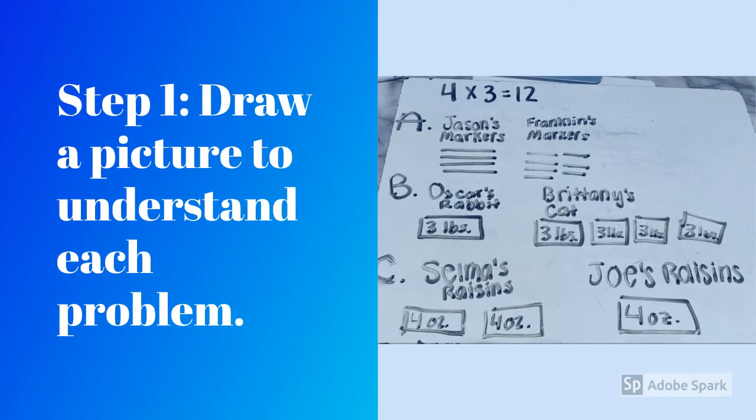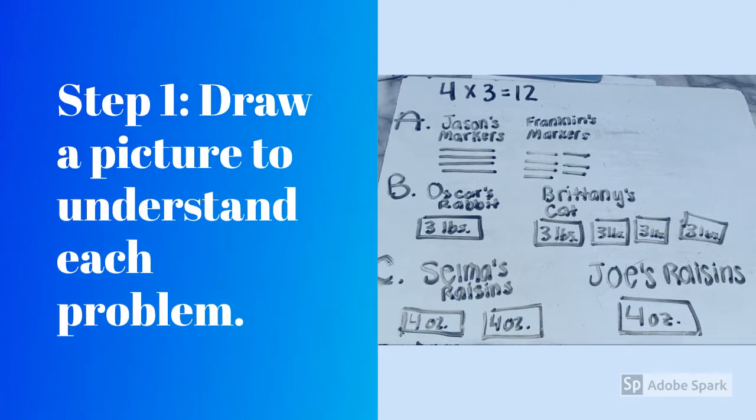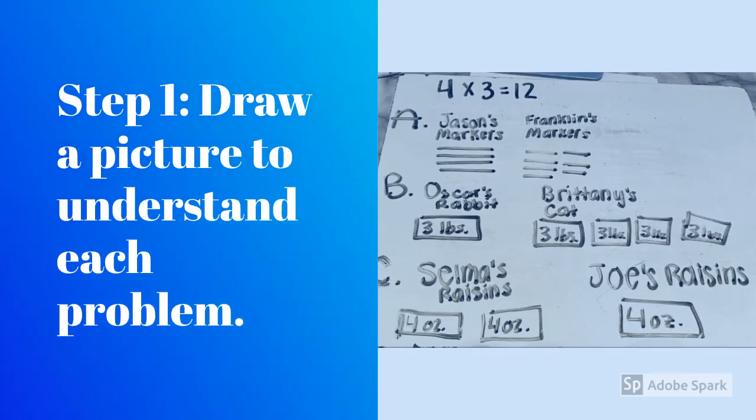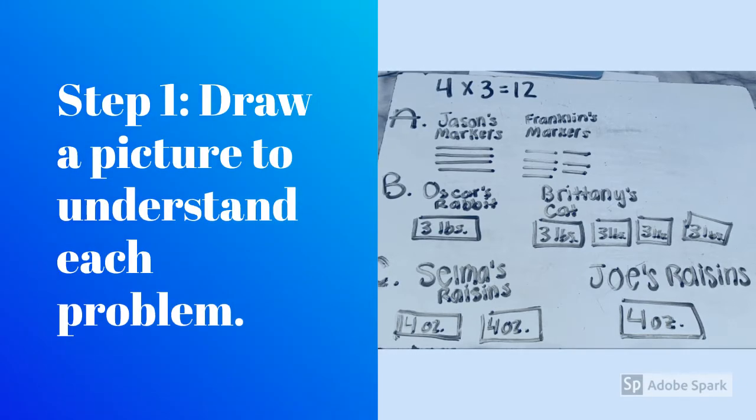The first thing I'm going to do is draw a picture to understand each problem. A. Jason's markers and Franklin's markers. I know that Jason has 4 and that Franklin has 3 more, so I drew 4 and 7. B. Oscar's rabbit. I know that Oscar's rabbit is 3 pounds and Brittany's cat is 4 times that, so I drew 4 3-pound boxes for Brittany's cat. C. Selma's raisins and Joe's raisins. I know that Joe's raisins are 4 ounces and Selma's are 2 times that.